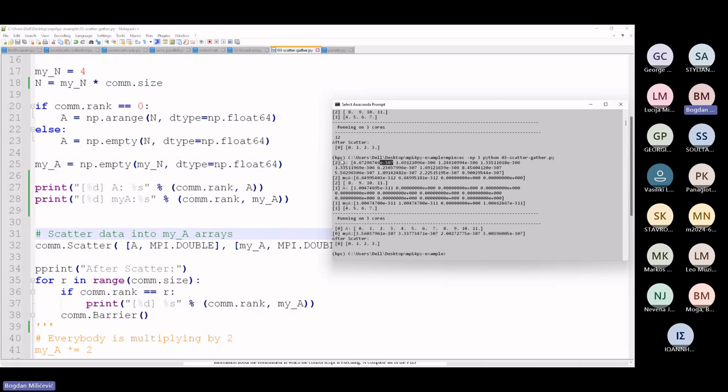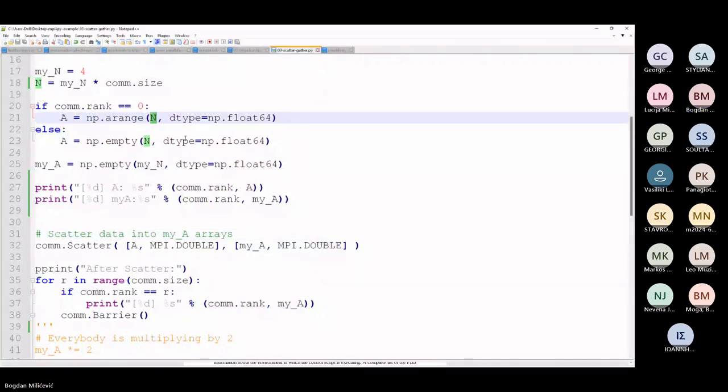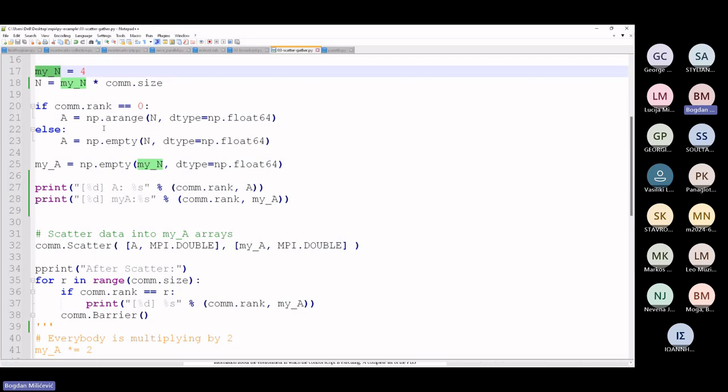Trying to find. Did I print for 0? Yeah. For 0 process, the A is 0, 1, 2, all the way up to 11. So this is like a larger set. A has all the values, all the way up till 12 if we have 3 processes, and smaller a is all the way until my n, okay? So it has 4 values.